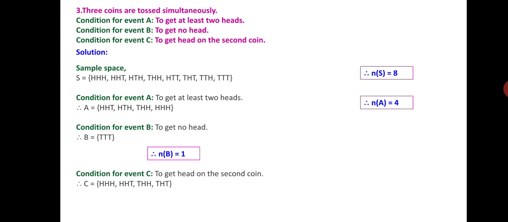It will be HHH, second is H. Then HHT, second is H. THH, second is H. THT, yes. You are getting n of C as 4.